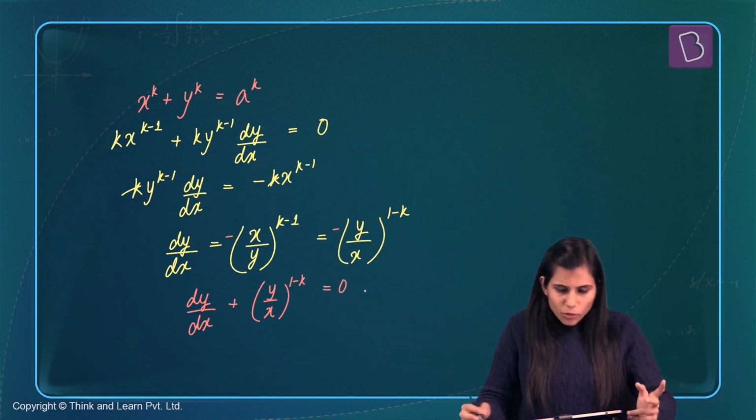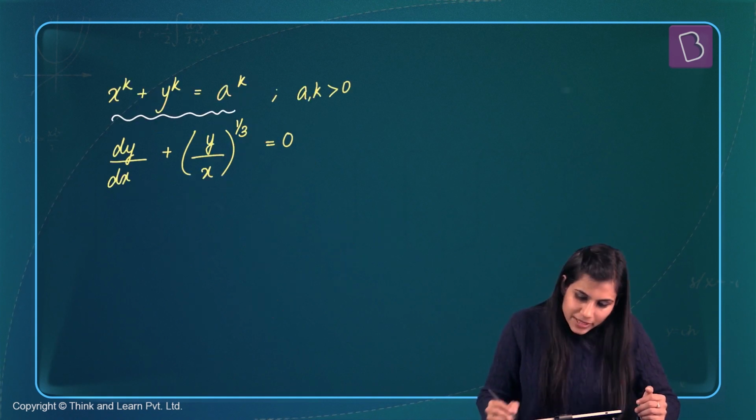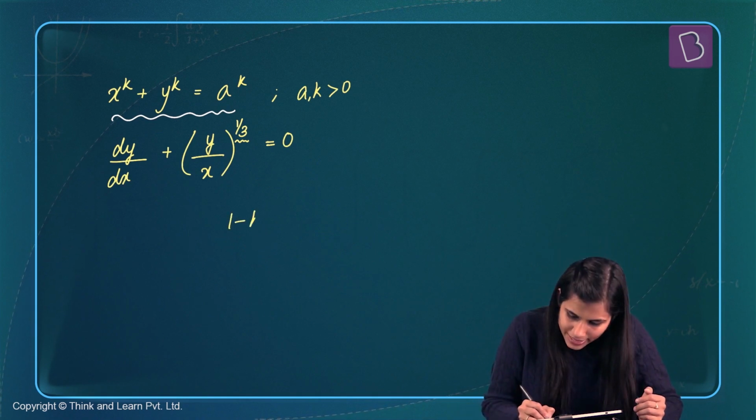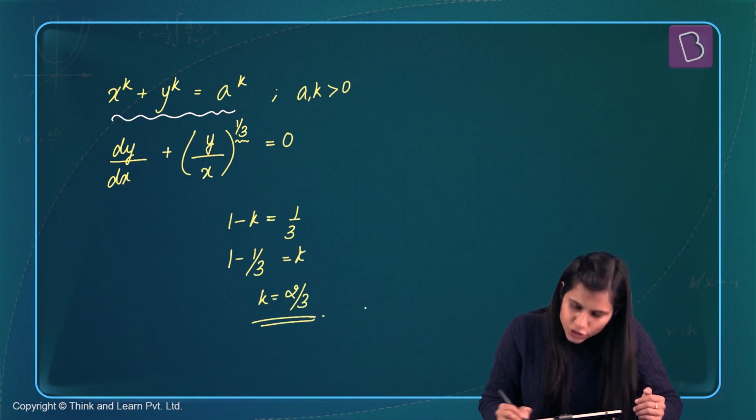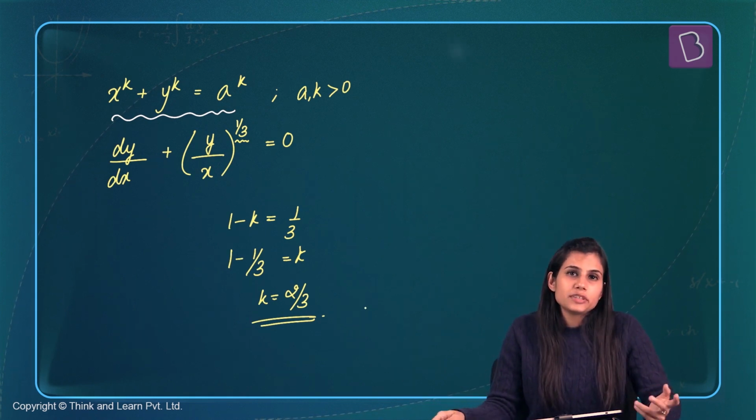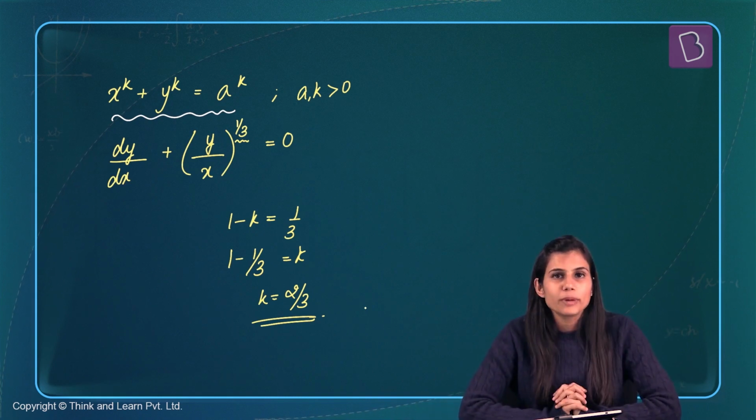So when you compare both these, what do you get? You get that 1 minus k will be exactly equal to 1 by 3. And when 1 minus k is equal to 1 by 3, you get 1 minus 1 by 3 as k. That means k is 2 by 3. So just by recalling the implicit differentiation concept, you get through with the question, and the answer is k equals 2 by 3.